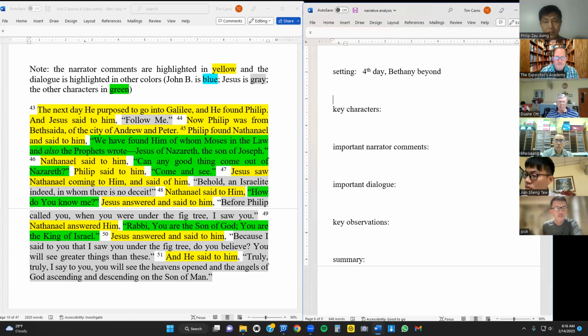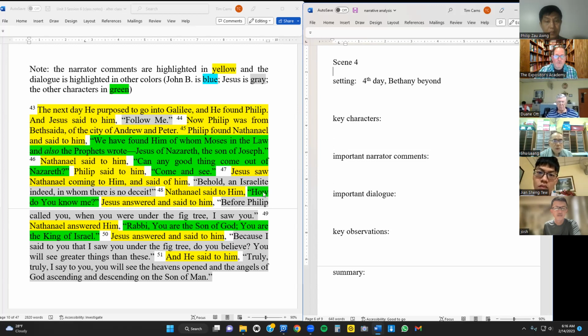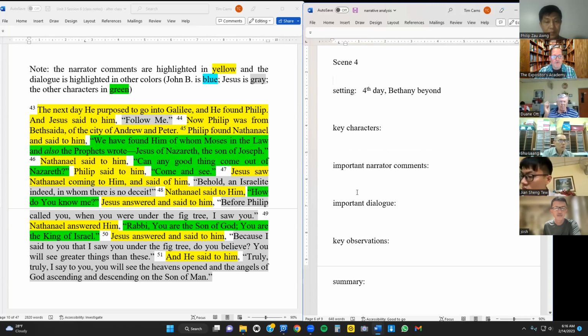Now just focus attention on who are the key characters in this scene, scene four, and what are some of the important narrator comments? Again, those are in yellow here. Looking at those, which ones seem important? Then the important dialogue, again the green and the gray, the gray being Christ's statements, the green being the statements from the other characters. Any key observations that you make? And then finally, a summary for this particular scene.